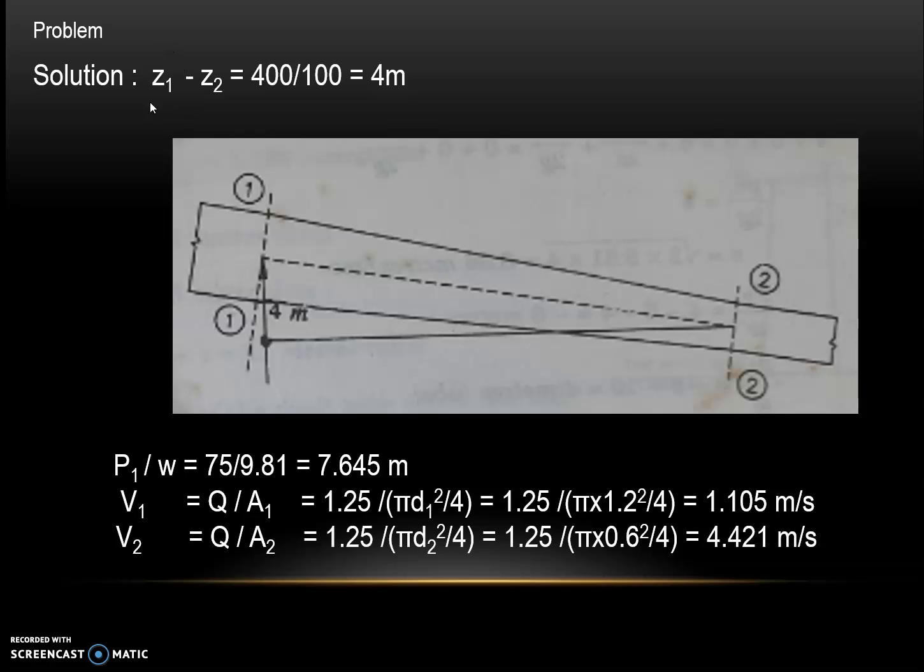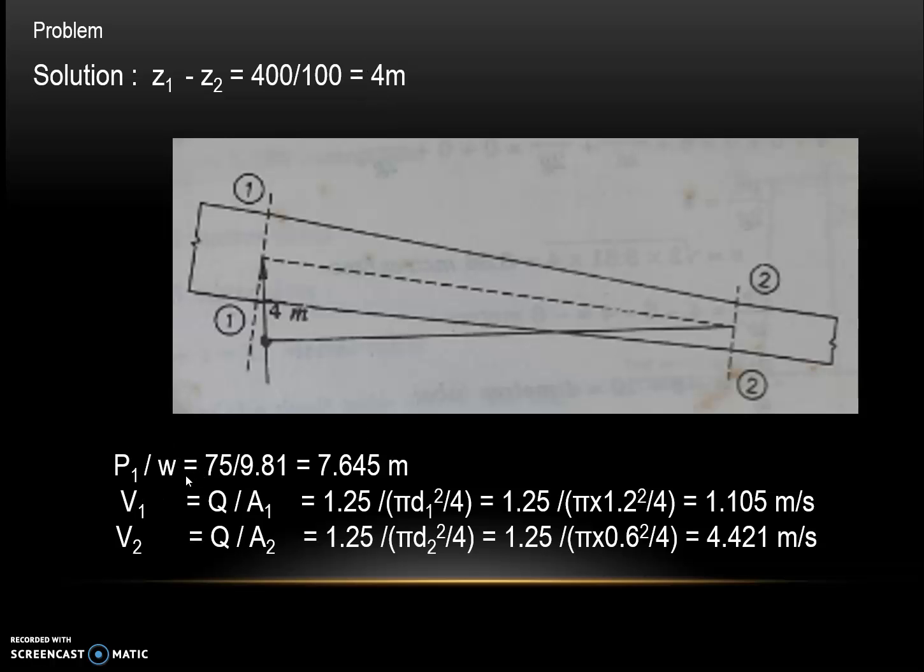Here in this problem, the values of Z1 and Z2 are not given, but instead we are given the total length of the pipe and slope of the pipe. So length of the pipe is 400 and slope is 1 in 100. So we can write Z1 minus Z2 as equal to 400 divided by 100, which is equal to 4 meter.